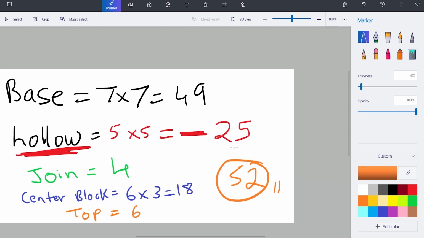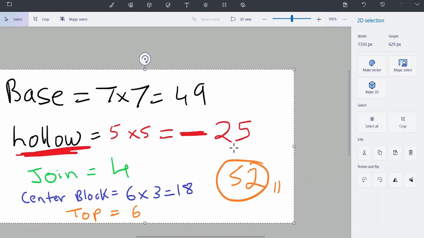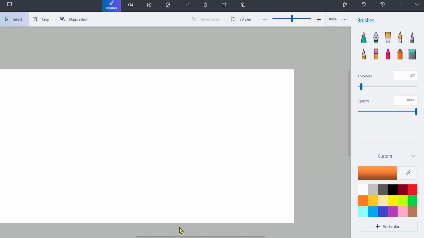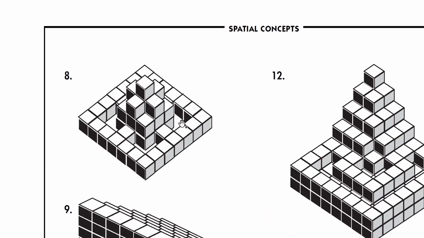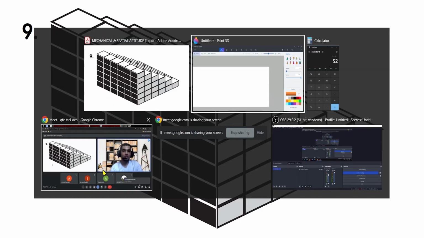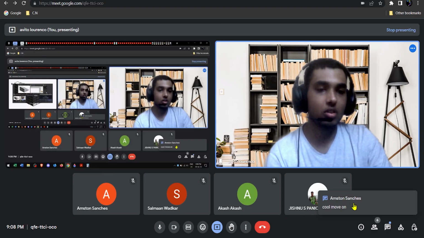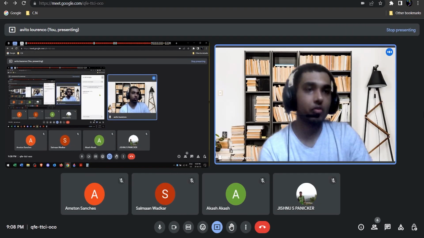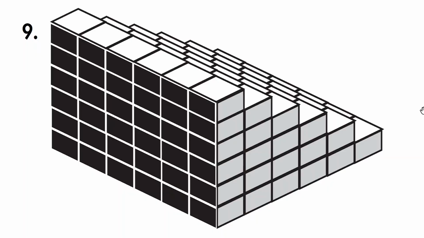Let me clear this out and we can proceed to the next one. So question number 9. Looks like we have a question. 1 second. Okay, we can move on. Great. So question number 9 looks like an easy one because you have the same pattern carrying all the way through.